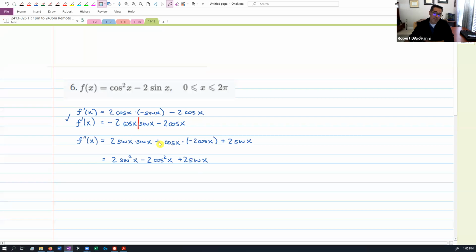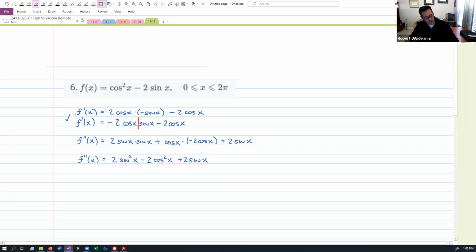I sure wish it would have been plus, because if this was a plus, then I'd be able to factor a 2 out of both of those, and then I would have had sine squared x plus cosine squared x, which equals 1 by the Pythagorean identity. But we didn't get that lucky. So that's what it is, okay?